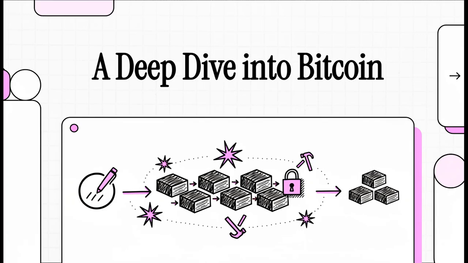Welcome to The Explainer. Today, we're going under the hood, deep into the engine room of Bitcoin. We're going to follow one single transaction from the very beginning all the way to the end, when it's basically set in digital stone. It's a fascinating process, so let's get into it.